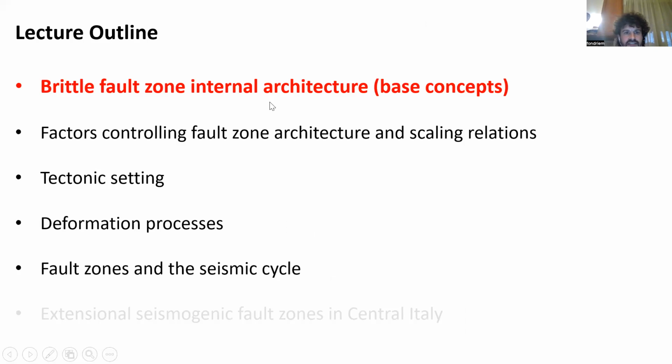So after this brief introduction, I will now describe the outline of this lecture. We will give you a few hints, a very basic concept of what is a conceptual model nowadays of the internal structure of brittle fault zones. Then we will have a look at what are the controlling factors of this internal brittle fault zone architecture, for example, scaling relationships of different components of the fault zones. Then we will have a look at how tectonic settings can influence the fault zone structure, and how formation processes can also be associated with different fault zone structures. And at the end, we will make a link between fault zone structures and the seismic cycle.